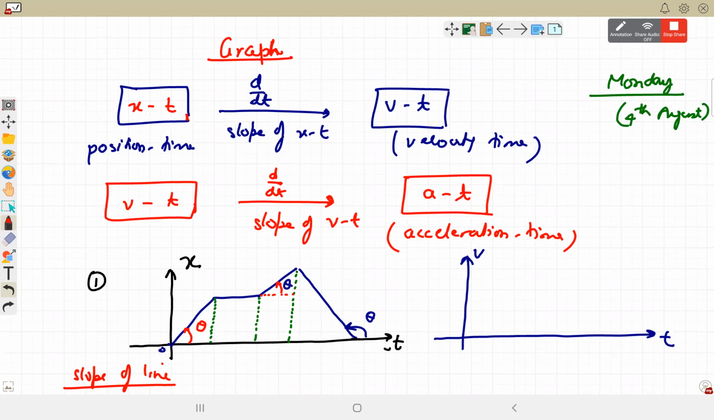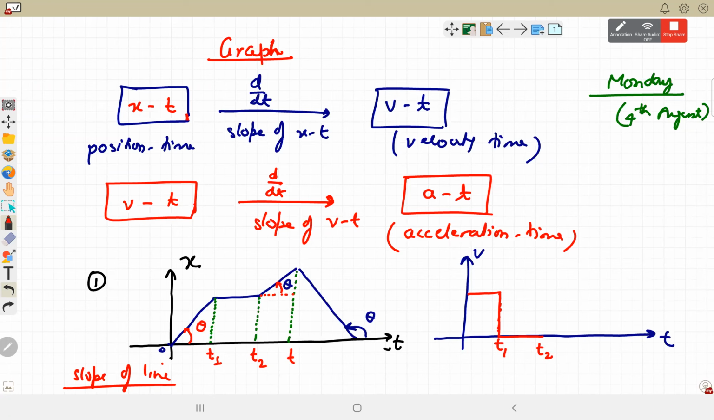Right. Here, for the first line from 0 to T1, the angle of the line is less than 90. It is an acute angle, so tan theta is positive. So from 0 to T1, this velocity will be constant but positive. From T1 to T2, that line is parallel to the x-axis, so it is making an angle 0 with the x-axis. Therefore, velocity will be 0 from T1 to T2.